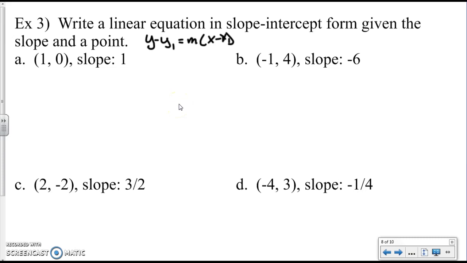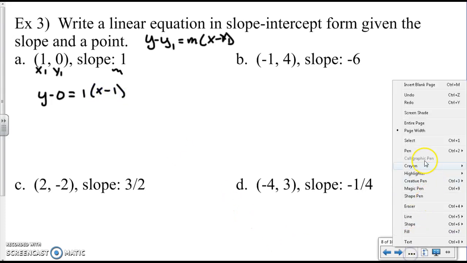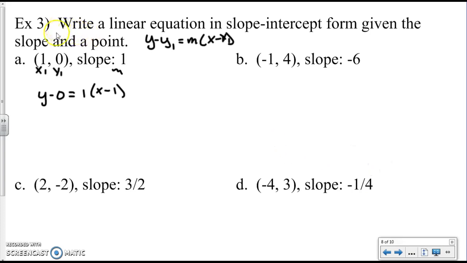So we're going to follow the two steps we had in example 2. So I have x1, y1, and m. I'll plug those in. So y minus y1 equals m times x minus x1. Now our next step in example 2 was to distribute. So we're going to distribute our 1. So I have y minus 0 equals 1x minus 1.